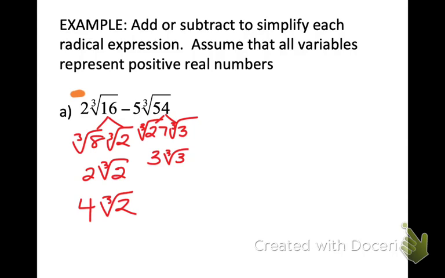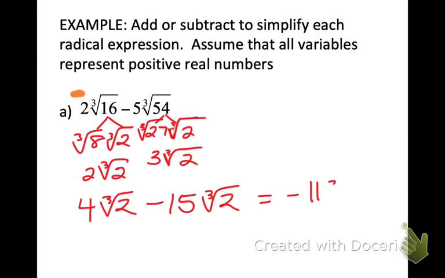Oh, hold on, this isn't 3. This should be 2. Thank you. I was looking, I'm like, that says a 2 and that says a 3. I know I must have done something wrong. So 2 and 2. Okay. So 3 times 5 makes 15 cube roots of 2. So subtracting 4 minus 15 leads me to get negative 11 cube roots of 2.